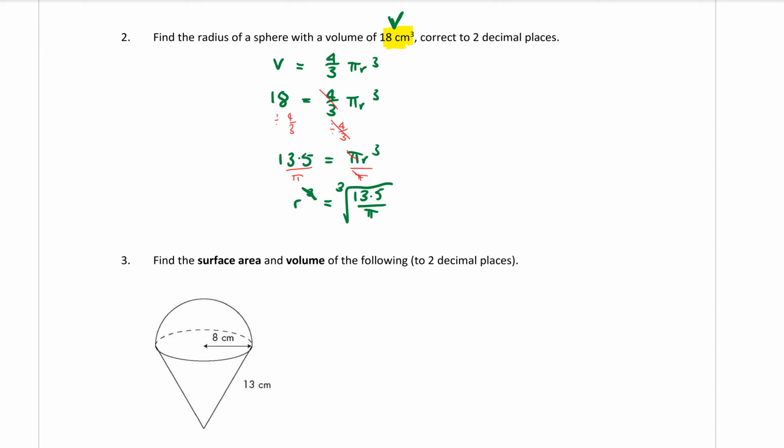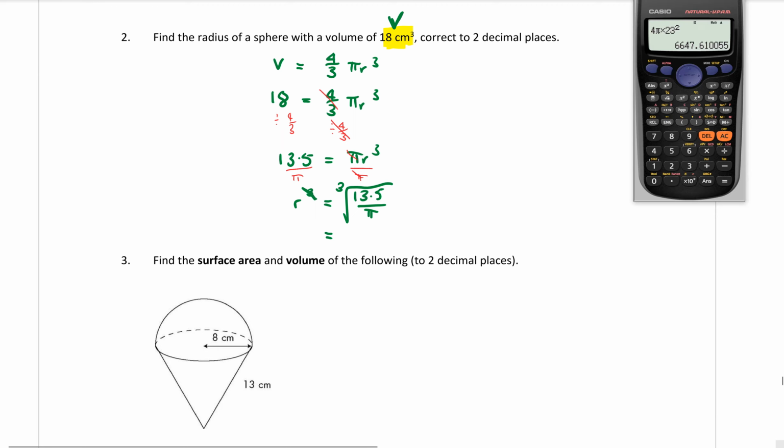Then you just have to type that in. You can go to decimals now because this is the final answer. So you just type that whole thing in your calculator. I'll do it up here for you as well. So big cube root sign, start with the outside part, cube root, 13.5 on the top, and the pi on the bottom.